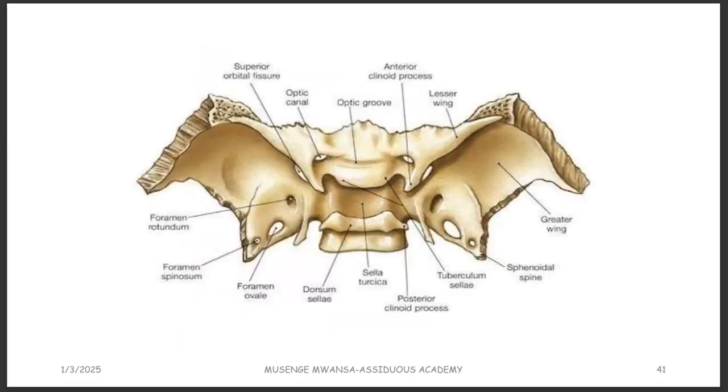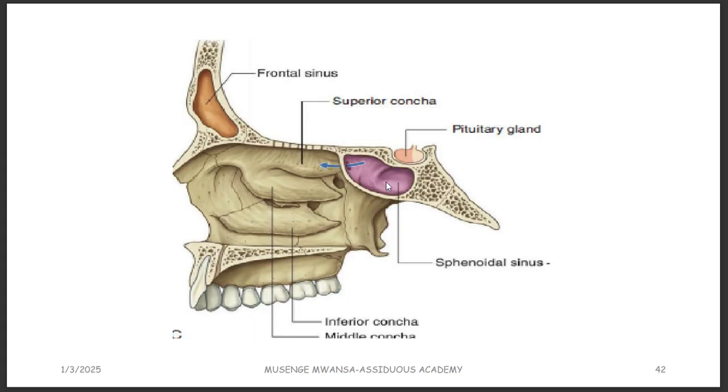Another thing you need to know about the body is that this body is actually going to have spaces in it. And because this is the sphenoid bone, we call those sphenoidal air sinuses. These air spaces, these ones. And these will be opening in the nose. And you can see the hypophyseal fossa where the pituitary gland sits on top there.